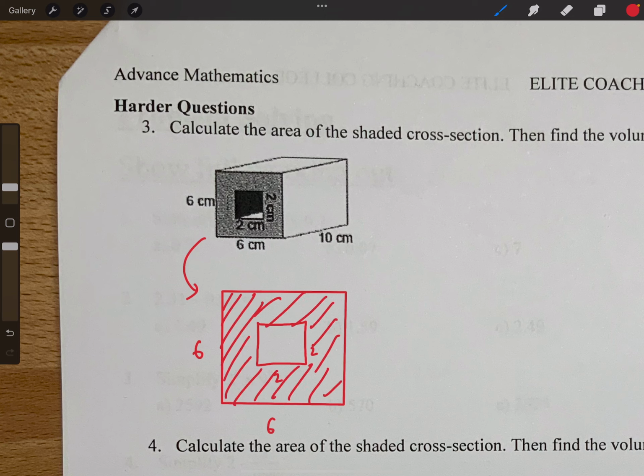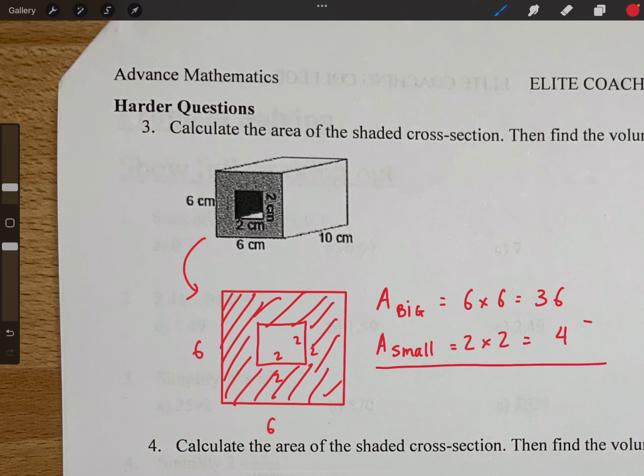you need to find the area of the big square. Okay, so the area of the big square is equal to what? 6 times 6 equals 36. Now the area of the small square, again, length times width, remember this is 2, this is 2, so 2 times 2 equals 4, and then we take it away. So 36 take away 4 will be 32 centimeters squared. This is called the cross section area. So cross section area is 32.